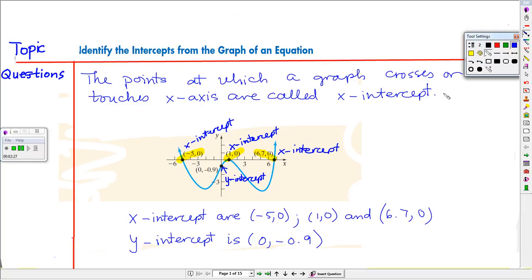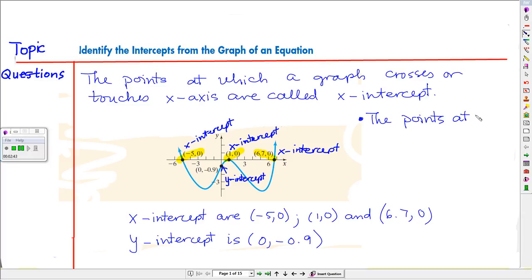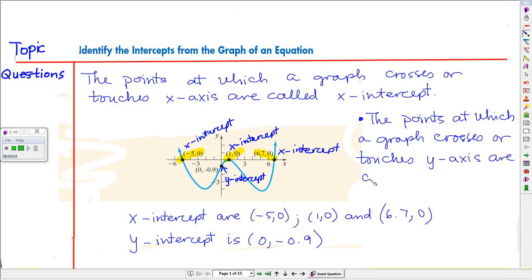So now let's write out the definition for the y-intercept. So the y-intercept again will be the point at which a graph crosses or touches the y-axis, called the y-intercept.